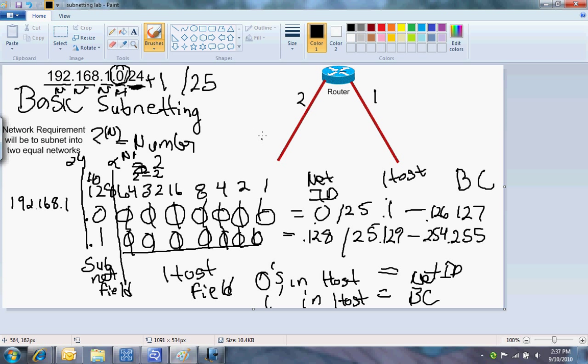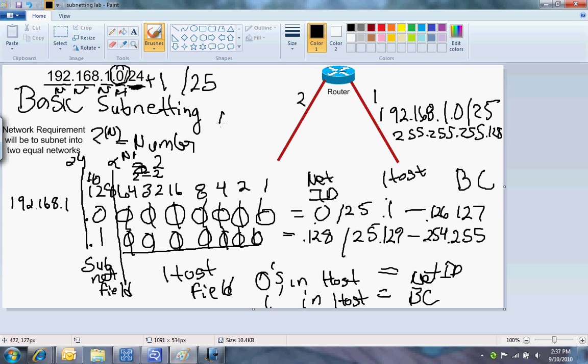Now I can come here to my router and assign these network IDs to a network. So for network 1, I could give it the 192.168.1.0 with a prefix of 25. Or that's just another way of saying 255.255.255.128. So that's what you would input as your subnet mask on your router, or when you assign the IP address, or on the host in its IP configuration.